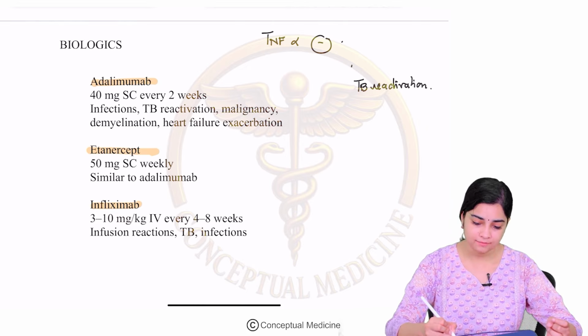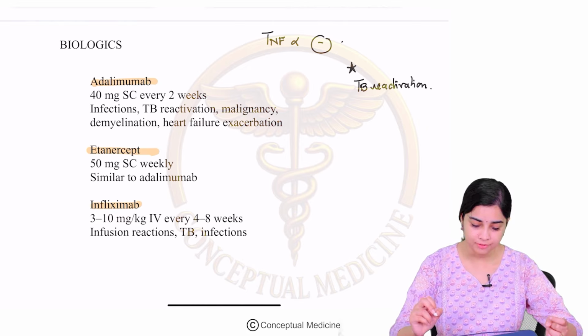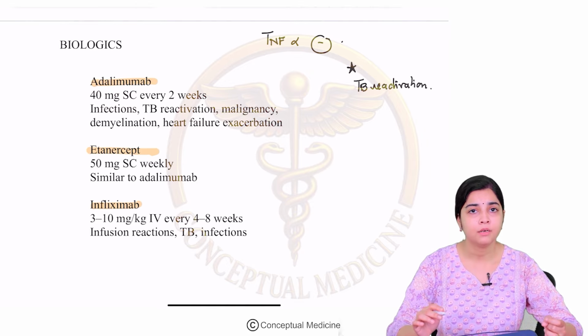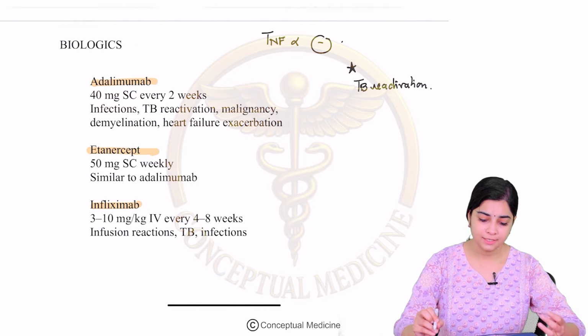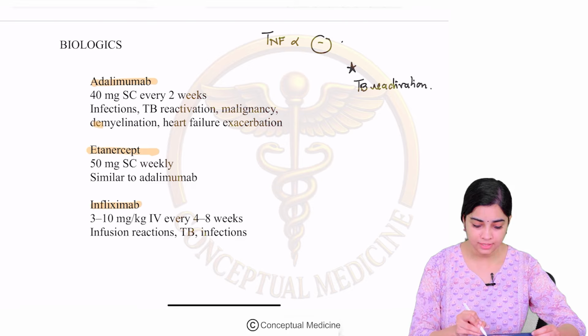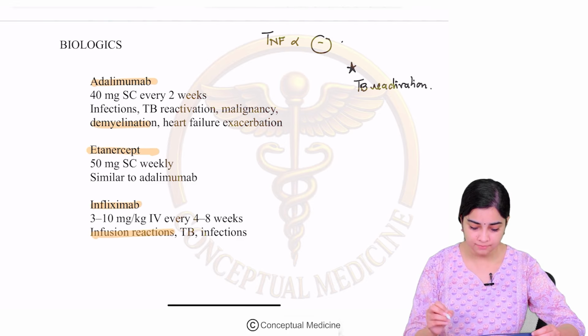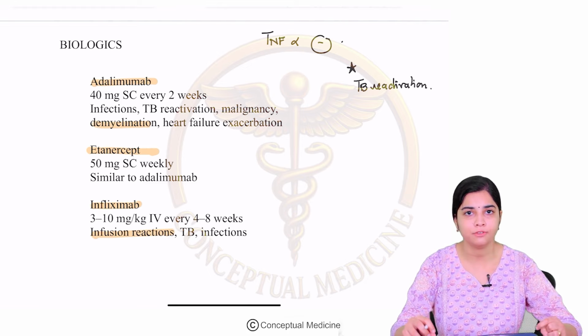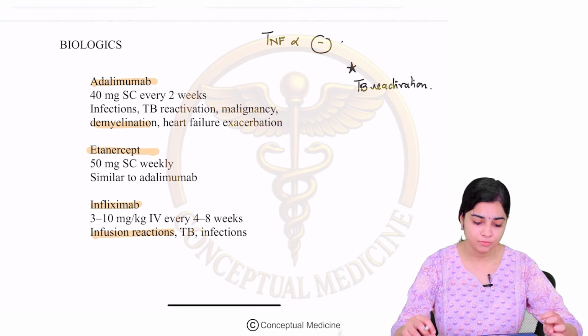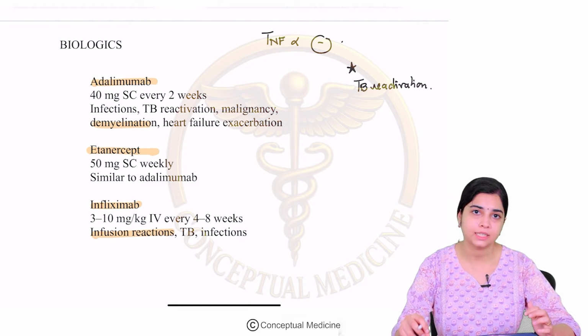Okay, so that is a very important side effect that you have to remember. Apart from that, many of these TNF inhibitors can have risk of demyelination and risk of infusion reactions, especially with infliximab. So the most commonly used ones are adalimumab and etanercept.